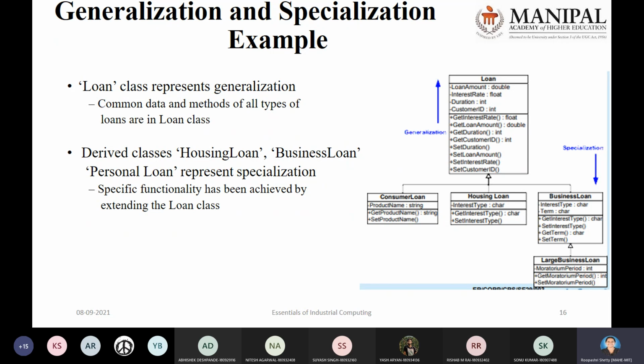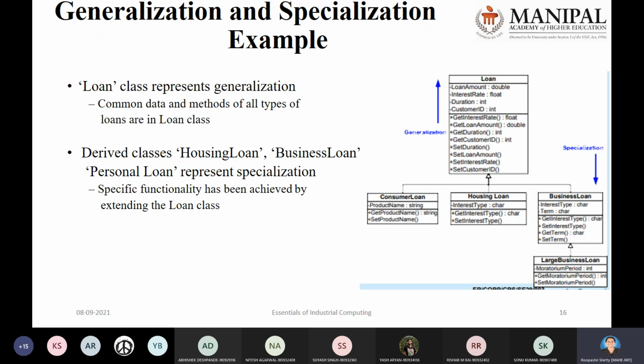Loan amount, whether it is a housing loan or car loan, is mandatory. Similarly, interest rate. For all types of loans, interest rate will be there. Duration, and every loan should have a customer ID. Okay. But when you are taking a housing loan, there will be an option to specify the interest type. Similarly, when you are taking a business loan, there is an option to specify the term and interest type. Similarly, consumer loan will have a special variable called product name. They are not common to all the three types of loans, right? They are different.